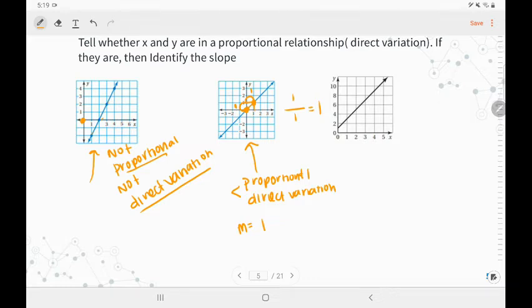Is this last one proportional or a direct variation? Well, here's the origin. Does my line go through it? It starts a little bit above it. So this is not proportional.